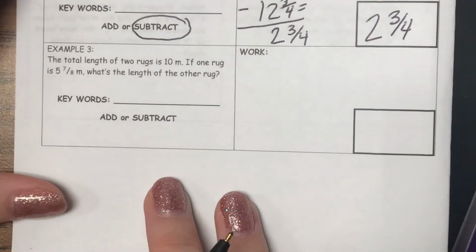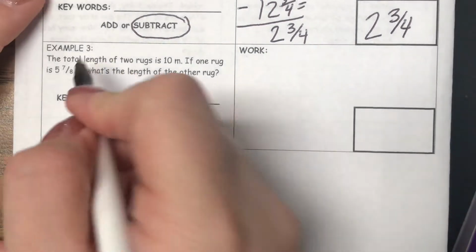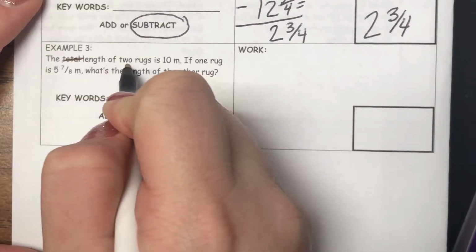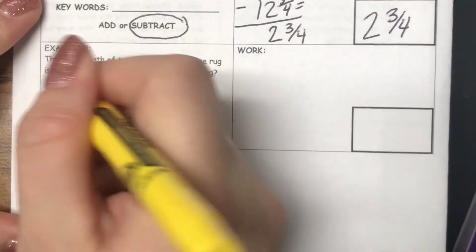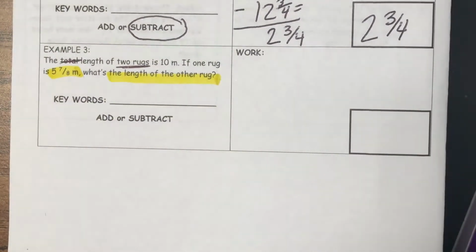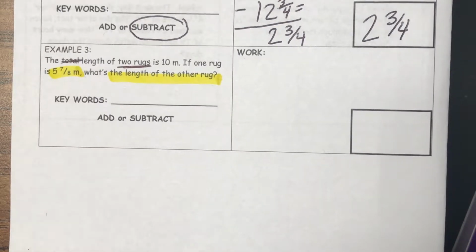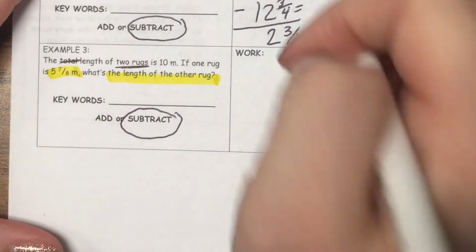Example 3. The total length of 2 rugs is 10 meters. If one rug is 5 7/8 meters, what's the length of the other rug? So we already know the total of 2 rugs, okay? We know one of the lengths is 5 7/8, but we want to know the other length. So those key words kind of tell us that it is going to be subtraction again. So we're going to have to say 10 whole.